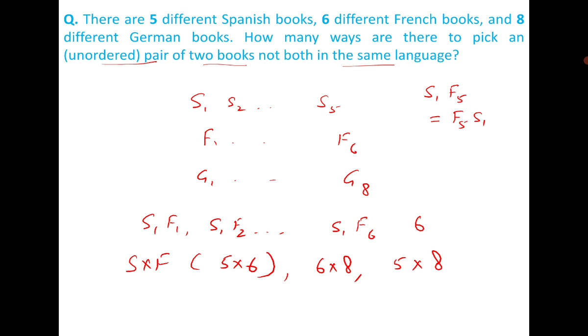If I have to compute the total number of possibilities, then of course, since each one is independent of each other, I must add them. So the answer is 30 plus 48 plus 40. Two things to observe here: we have used the multiplication principle and we have used the addition principle.